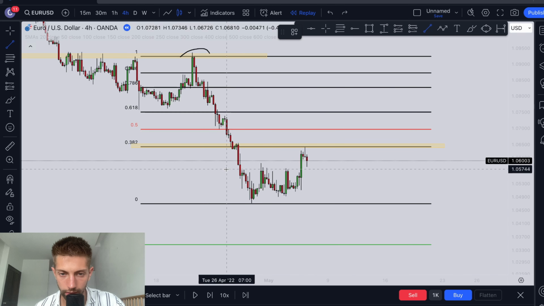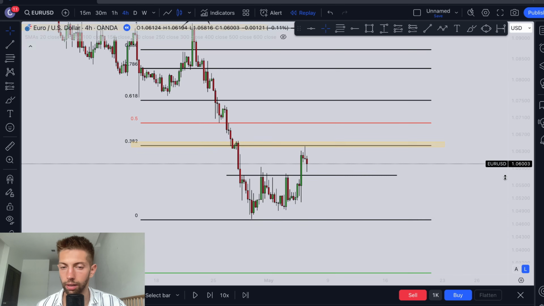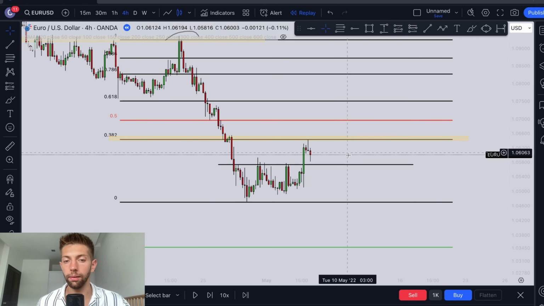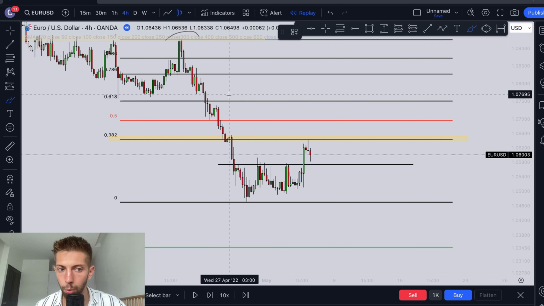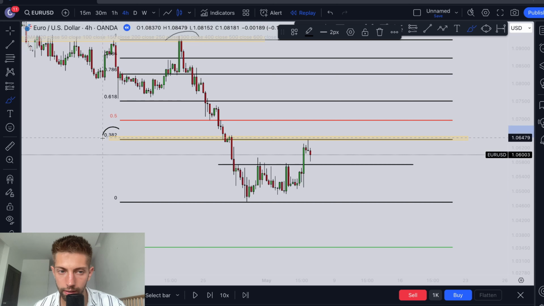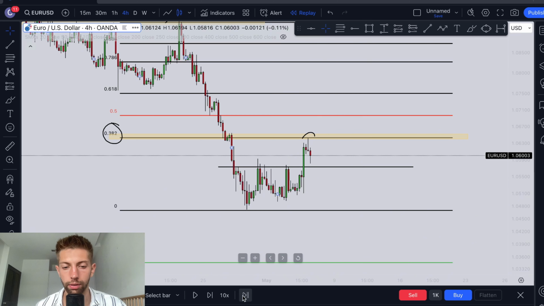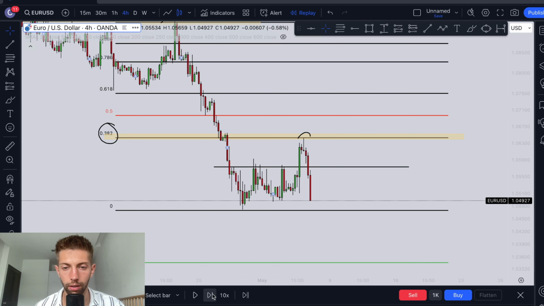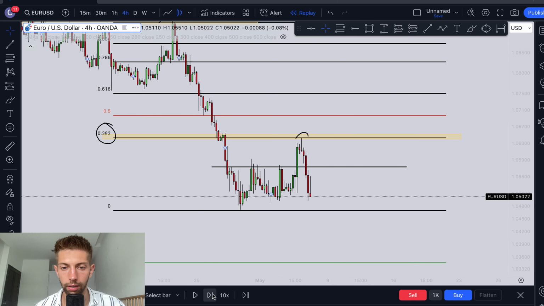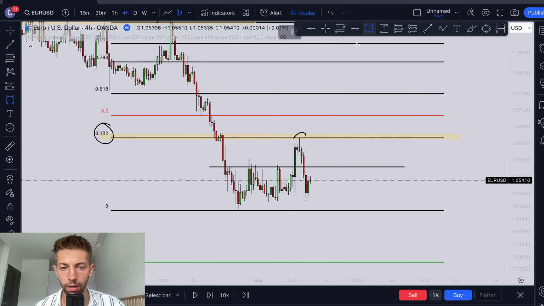People will think this is a break of structure and they will start looking for buys. But for me, I know the lower high point is only this right now because we tapped the 38.2%. So for me, it is an ideal time to sell. Let's see what happens. And yeah, price just goes and touches its own lows.